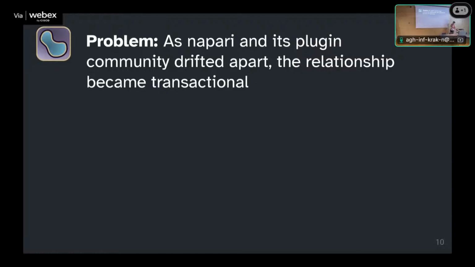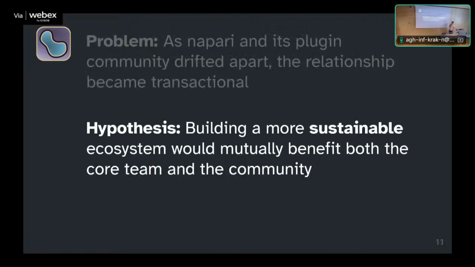And so I framed the plugin sustainability initiative grant around the problem that we have: as these communities drifted apart, the relationship, instead of one that was working together and collaborative, became transactional. I need X to work. Will you do this for me? And people would often say, no, we can't have it work that way, or yes, we can. But it became a lot more transactional in nature. So my hypothesis was that if we build a more sustainable ecosystem overall, then everyone would benefit. Both the upstream library would benefit, and the community downstream would benefit.